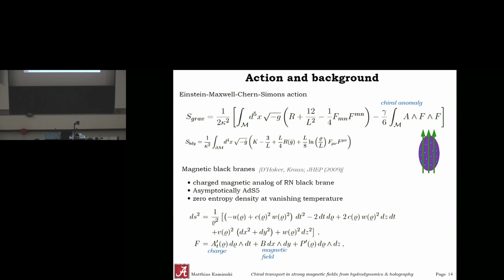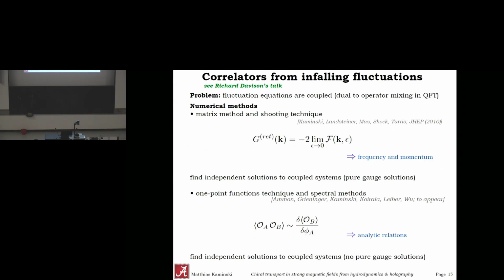This is the Einstein-Maxwell-Chern-Simons action that we used. Nothing really to report there. Magnetic black branes, they are charged, due to Dokas and Kraus. They found the solutions first. Here is basically the formula. You can see all that in the upcoming paper. The point is you have a charge, you have a magnetic field, and you have a chiral anomaly in this model.